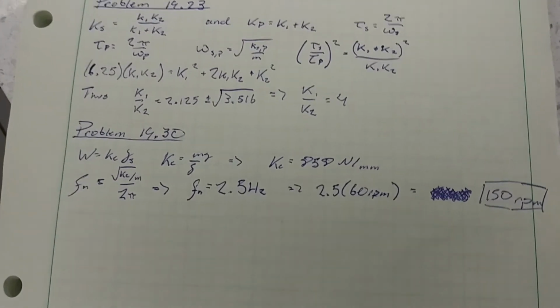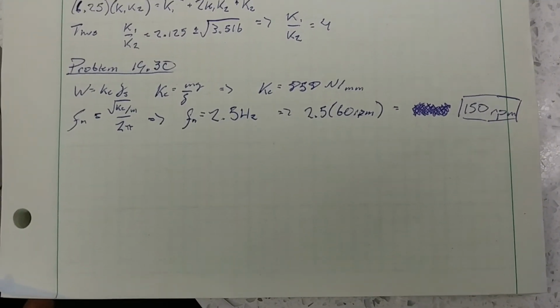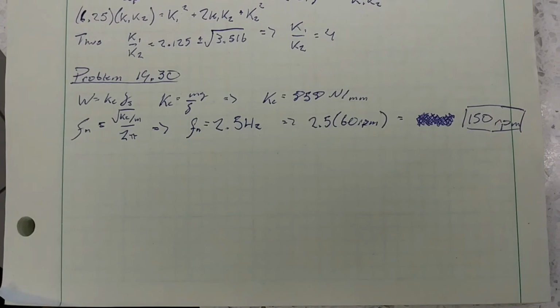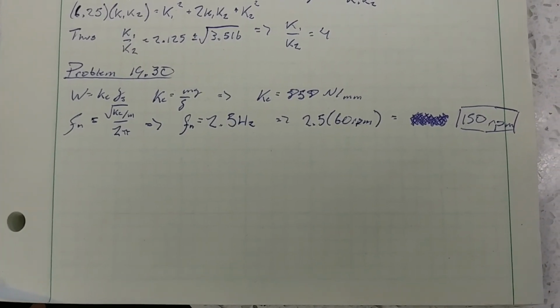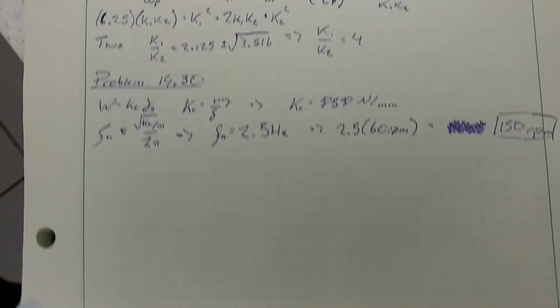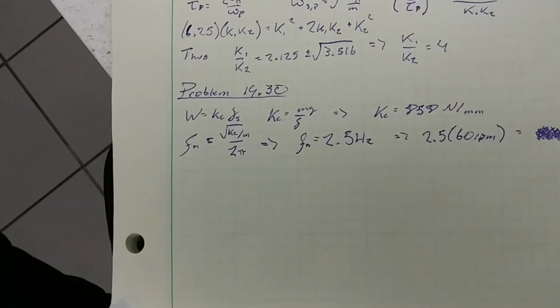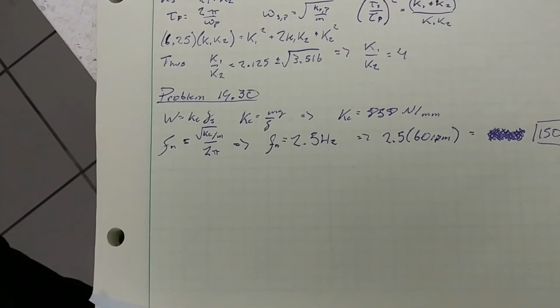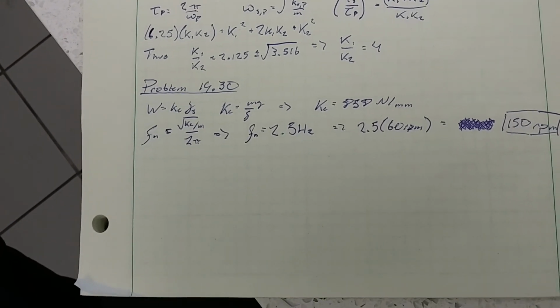So we start out with our equivalent spring constant. We've got W, the equation for W, and K sub E. And then we can plug in our known values there and get K sub E equals 858 newtons per millimeter. And then for our part B, our natural frequency equation is F sub n equals the square root of K sub E over m all over 2 pi.